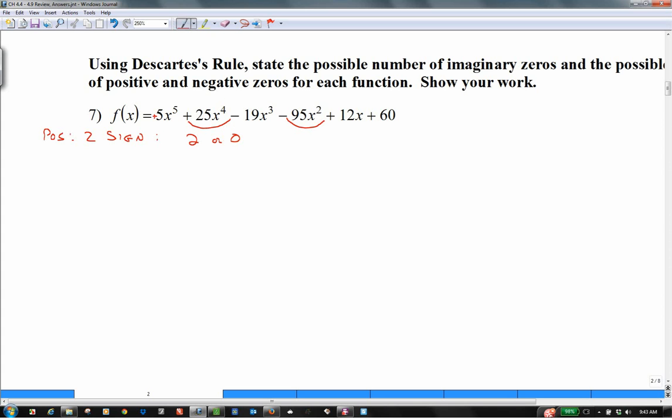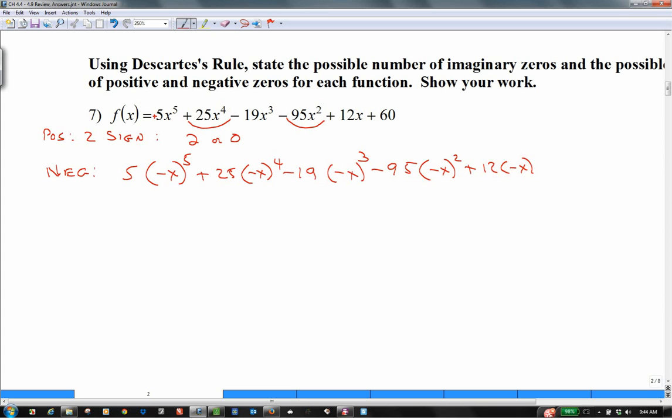Now let's do the negative real roots. Now these are real roots. One's on the positive, one's the negative. So what we're going to do is put a negative in for the x. So let's rewrite the equation saying 5, and I'm going to put a negative x to the 5th, plus 25, negative x to the 4th, minus 19, negative x cubed, minus 95, negative x squared, plus 12, negative x, plus 60.